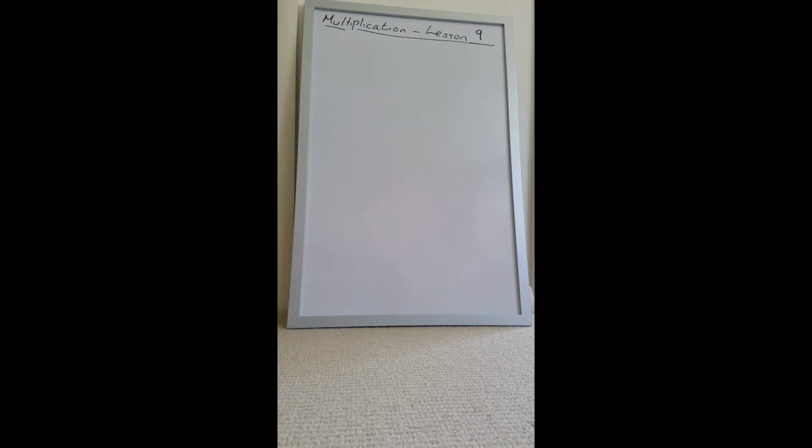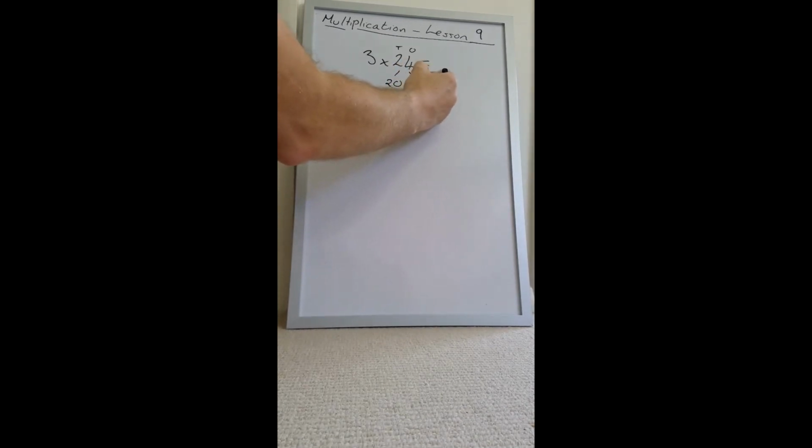In today's lesson, we will be exchanging from the 1s to the 10s column. So if we had a number problem such as 3 multiplied by 24 now, so it's a slightly bigger multiplication problem to the one I just showed you. Once again, we follow exactly the same process. That never changes.